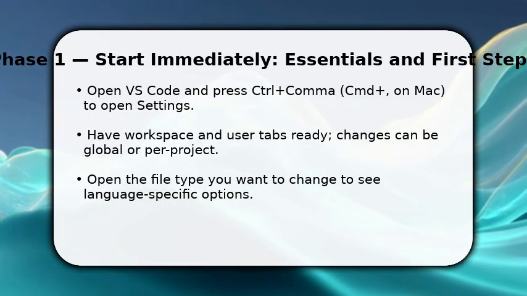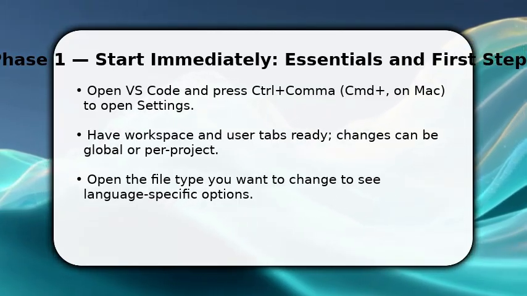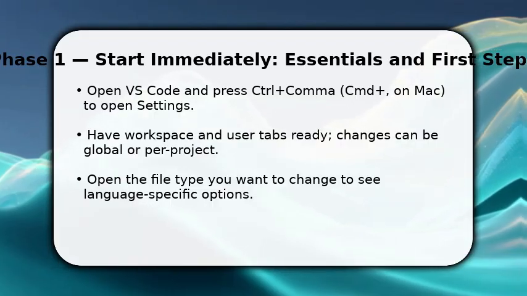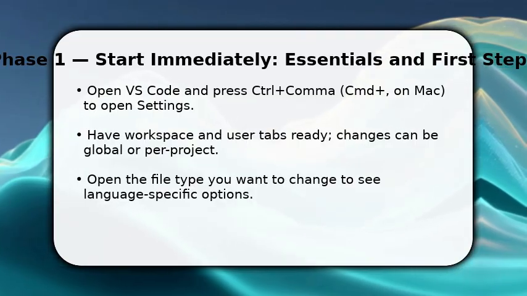You start by opening Settings, press Ctrl plus comma or CMD plus comma on Mac. Once done, make sure you can switch between user and workspace scopes because disabling autocomplete can be workspace specific.